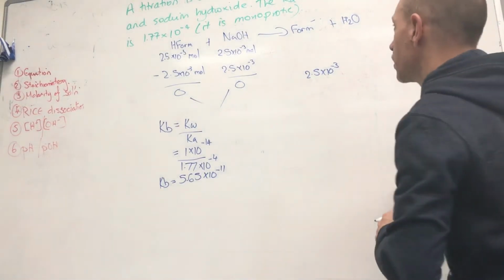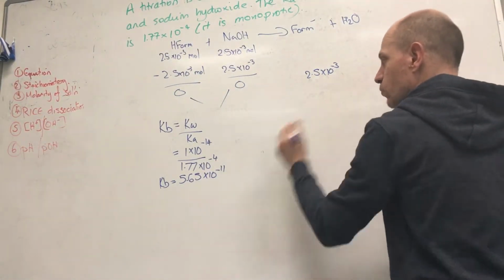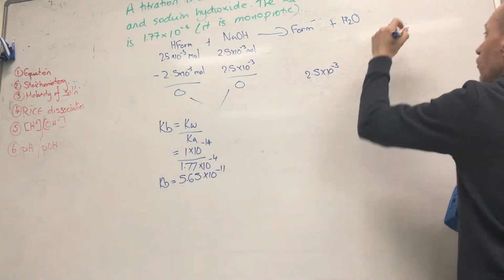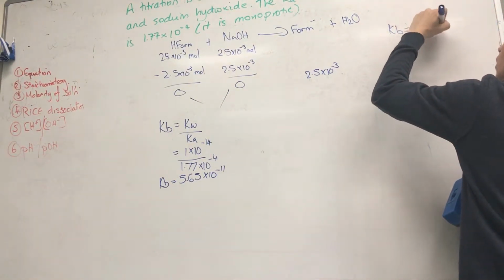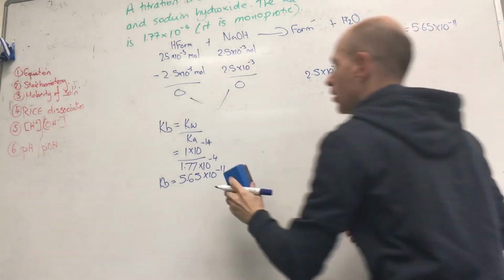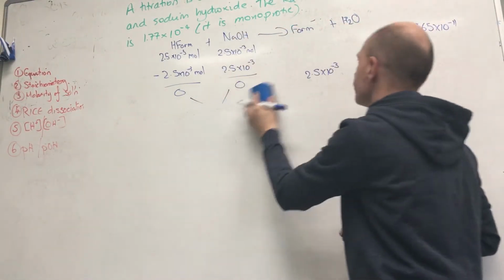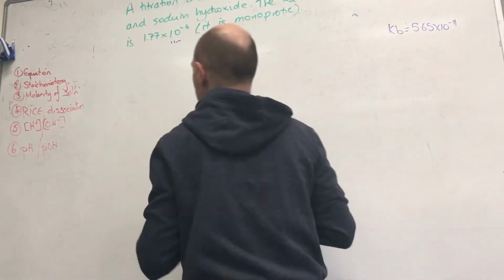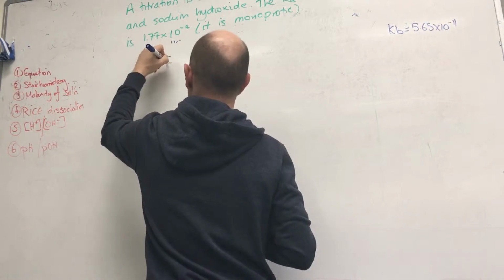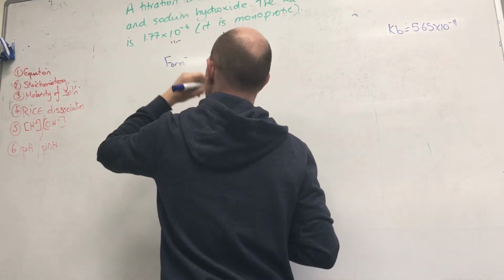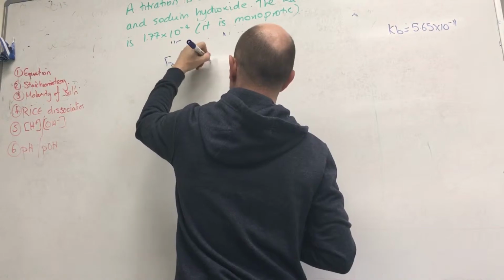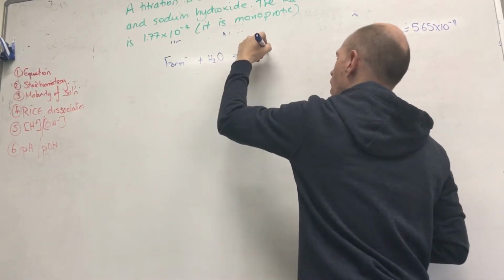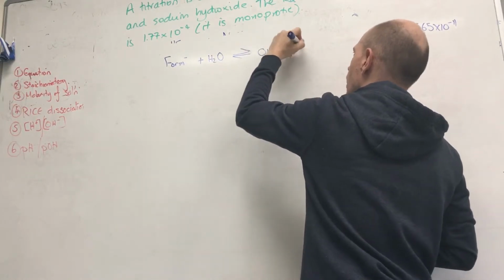Right, let's take this value and move it up here just so we've got it as a reference. So Kb equals 5.65 times 10 to the minus 11. Right, erase what's on the whiteboard. So, next step, write out our dissociation equation. So that's HCOO minus plus H2O, giving us OH minus plus HCOOH.